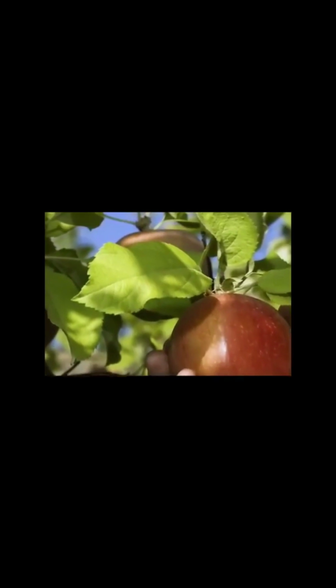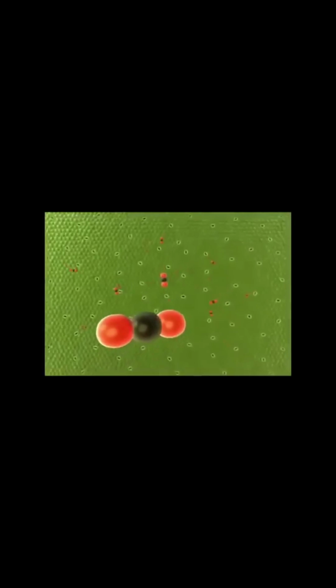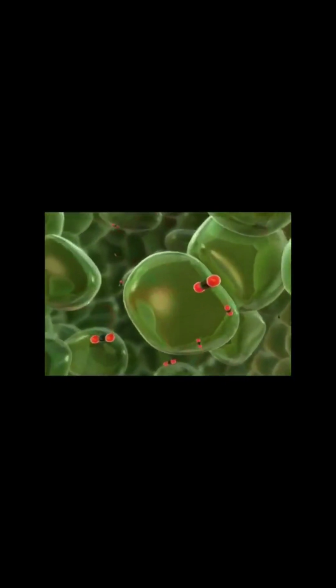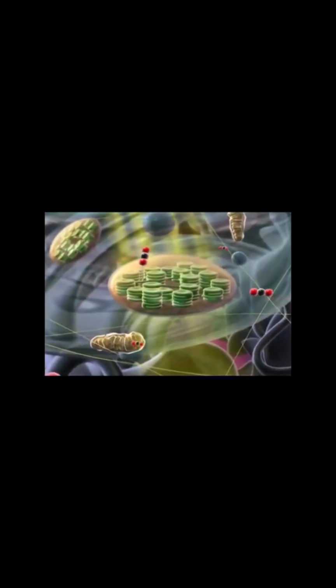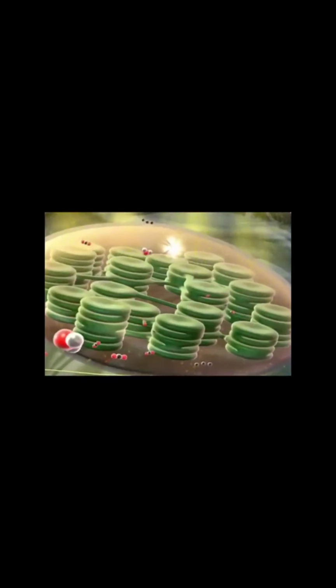by the process of photosynthesis. Let's take a closer look. Photosynthesis requires carbon dioxide, which diffuses into the leaf through small pores and then enters the cells. Inside the cell, carbon dioxide diffuses into the chloroplasts, where photosynthesis takes place. Chloroplasts use energy from light to transform carbon dioxide and water into sugar and oxygen.